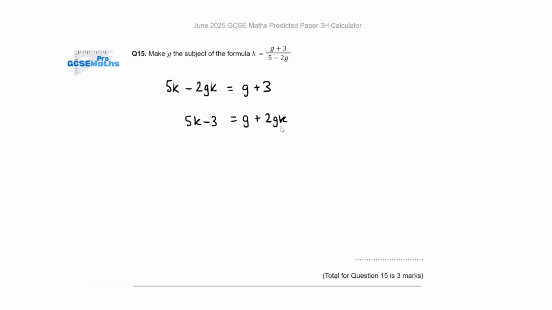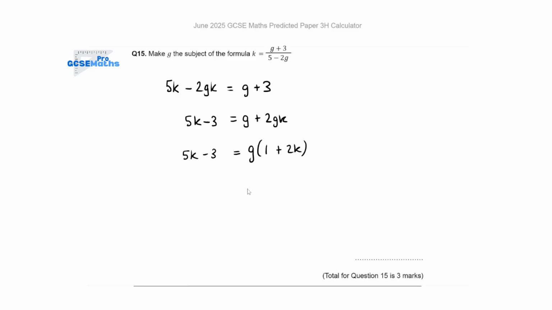Now, you might be thinking, well, how do I get the g's together? Because they're not currently like terms. This is a g, this has got a k with it. This is the bit you have to memorize. To get them to just become one g, you factorize out the g's. So I factorize it out, I get 1 plus 2k, and now I've got a singular g on its own.